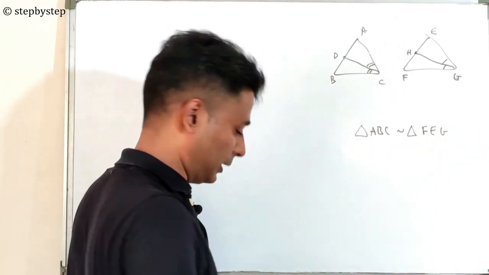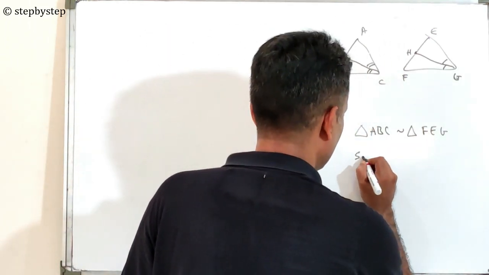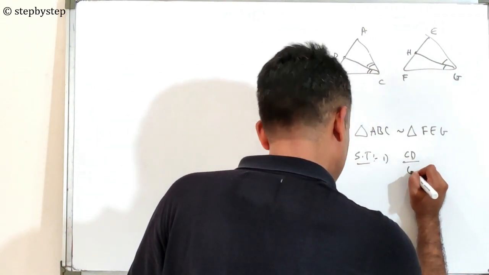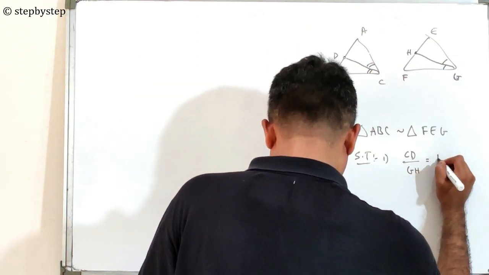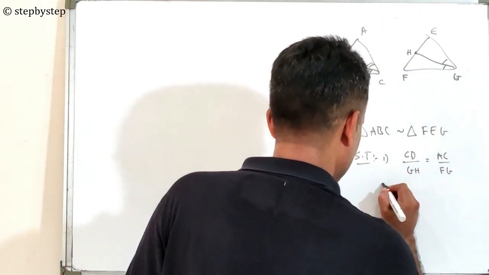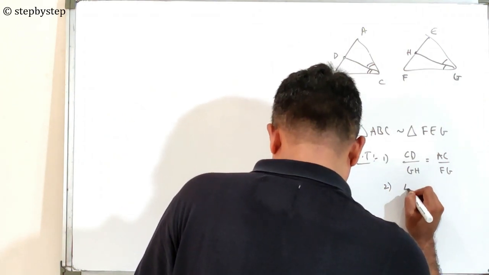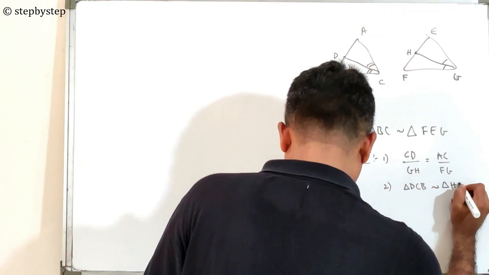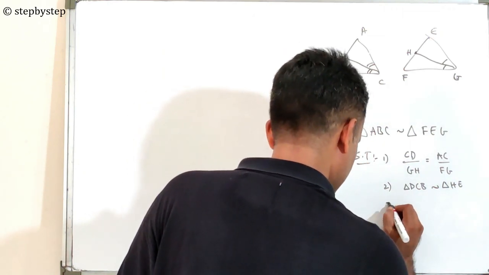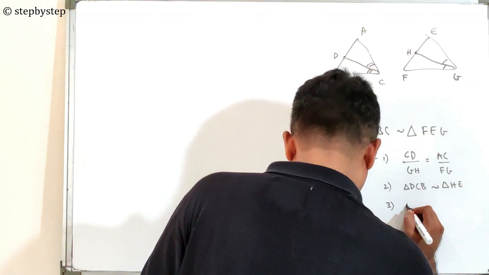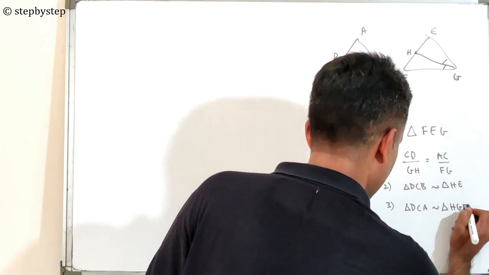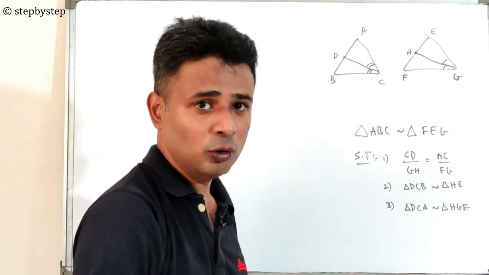So this is what is given, and we have to show, first, CD by GH equal to AC by FG. Second, what do we have to show? Triangle DCB similar to triangle HGE. There is a printing mistake in the book, I guess. And third, triangle DCA similar to triangle HGF. So this is what they have asked us to prove.